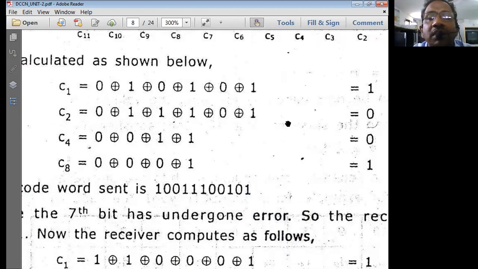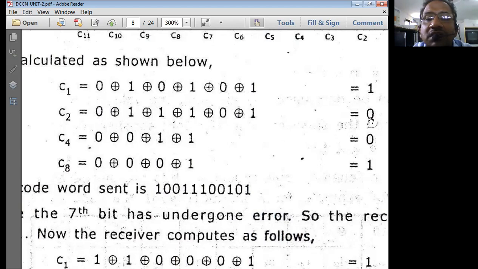Okay, so by doing that, we normally get the values of C1, C2, C3, and C4. See how we got C1 now? 0 XOR with 1 is 1, 1 XOR with 0 is 1, 1 XOR with 1 is 0, 0 XOR with 0 is 0, 0 XOR with 1 is 1. So therefore the answer is 1.